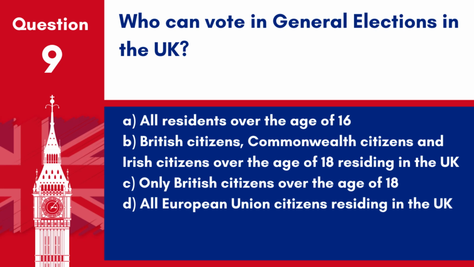Question 9. Who can vote in general elections in the UK? A. All residents over the age of 16. B. British citizens, Commonwealth citizens and Irish citizens over the age of 18 residing in the UK. C. Only British citizens over the age of 18. D. All European Union citizens residing in the UK. Answer: B. British citizens, Commonwealth citizens and Irish citizens over the age of 18 residing in the UK. These groups are eligible to vote in general elections.